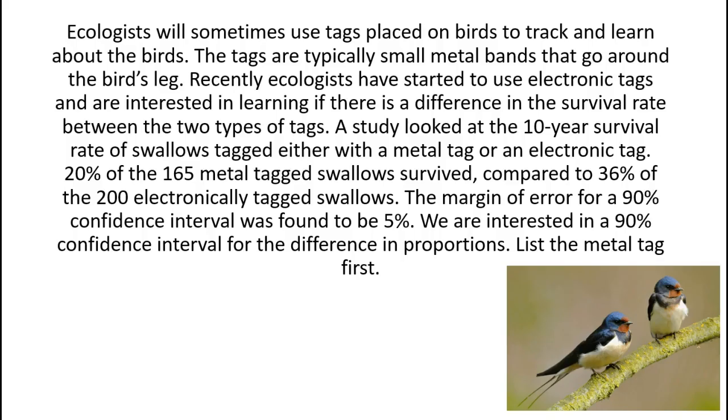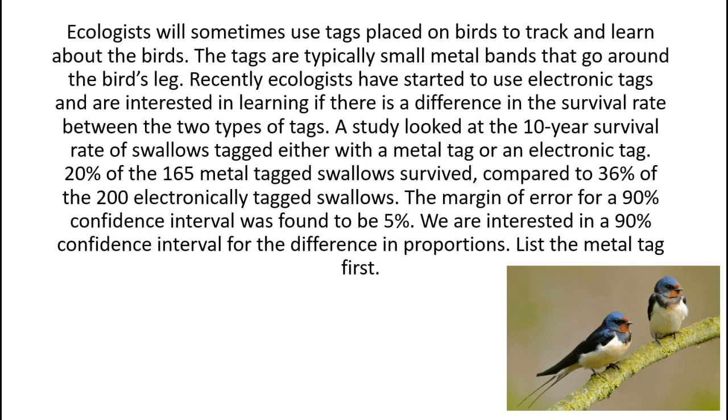Consider the following example. Ecologists will sometimes use tags placed on birds to track and learn about the birds. The tags are typically small metal bands that go around the bird's leg. Recently, ecologists have started to use electronic tags and are interested in learning if there's a difference in the survival rate between the two types of tags. A study looked at 10-year survival rate of swallows tagged either with a metal tag or an electronic tag. 20% of the 165 metal tag swallows survived, compared to the 36% of the 200 electronically tagged swallows.